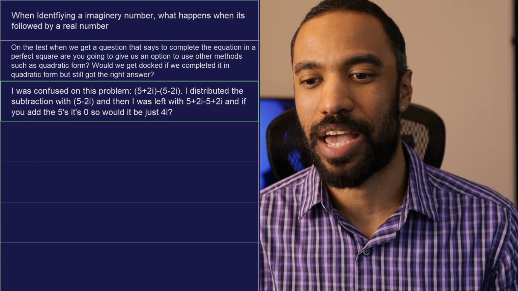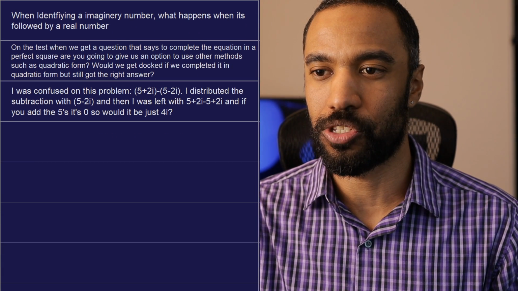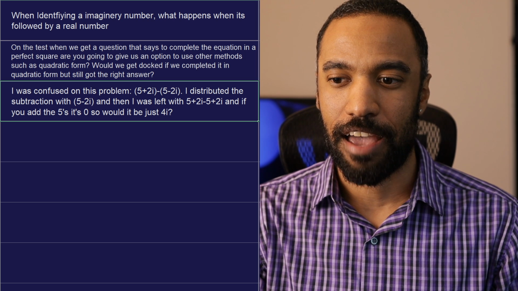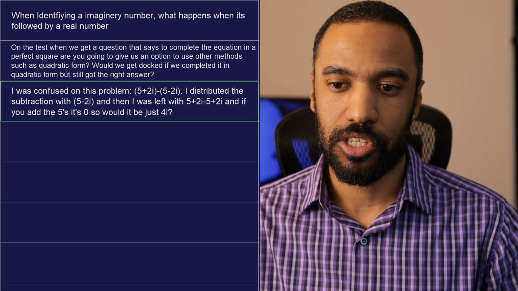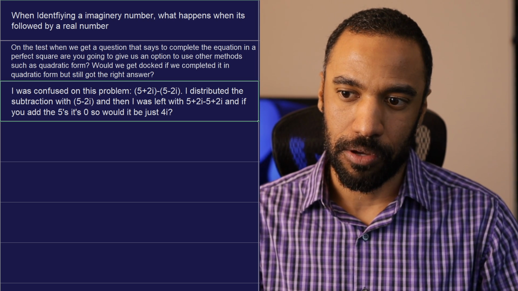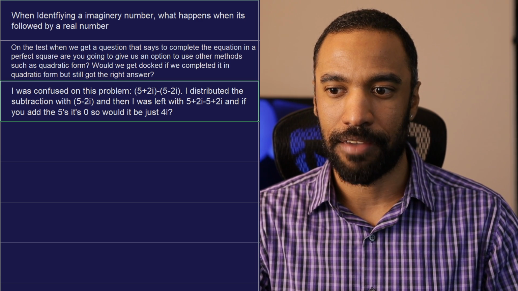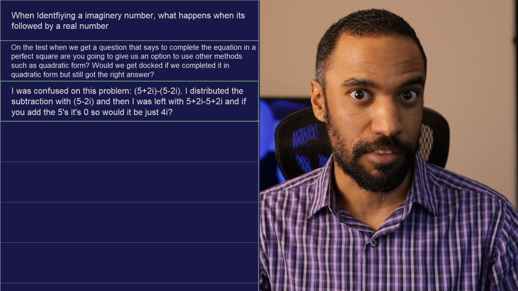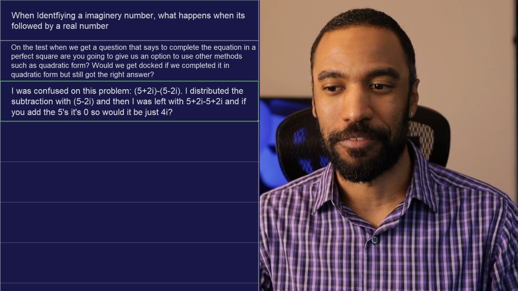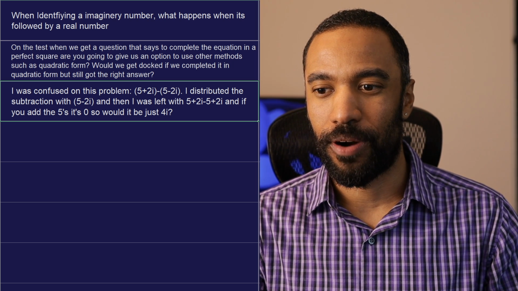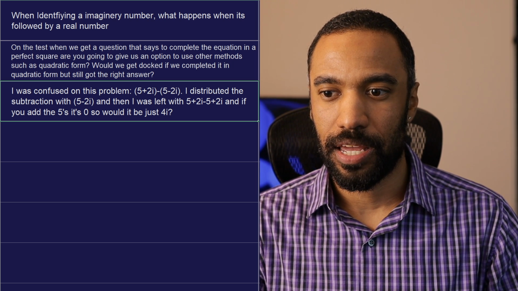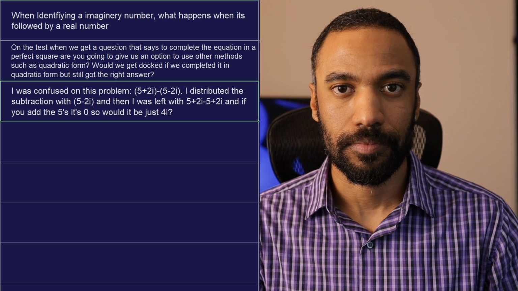And the last question here is, I was confused on this problem: 5 plus 2i minus 5 minus 2i. I distributed the subtraction with 5 minus 2i, and then I was left with 5 plus 2i minus 5 plus 2i. And if you add the 5s, it's 0. Technically, if you subtract the 5s, it's 0. But if you add the 5 with negative 5, I get it. So would it just be 4i? You distribute the negative. Yeah, that'd be it.